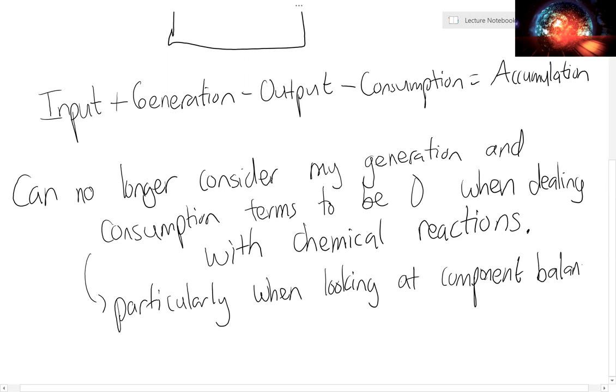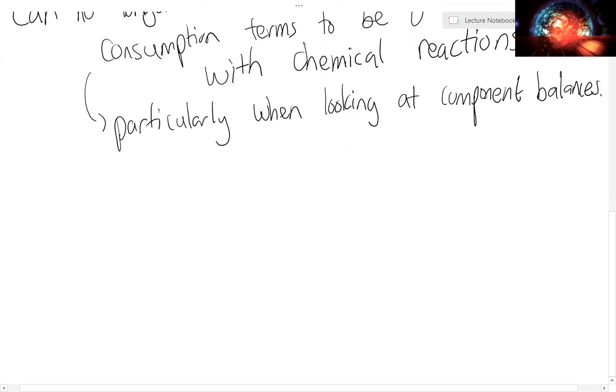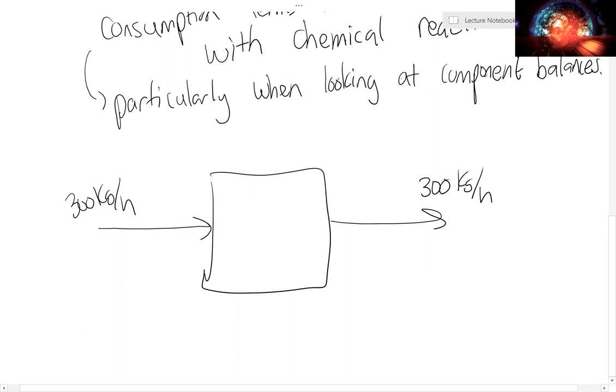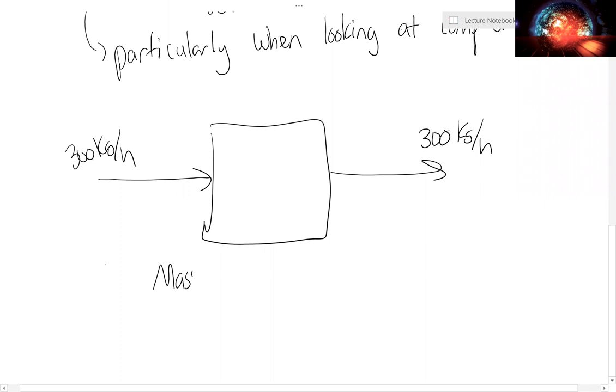Now, even if I have a chemical reaction, if I have a process and I have 300 kilograms per hour going in, I'm still going to have 300 kilograms per hour going out if we're at steady state, regardless of whether there's a chemical reaction or not. All right, so the overall mass balance must hold.